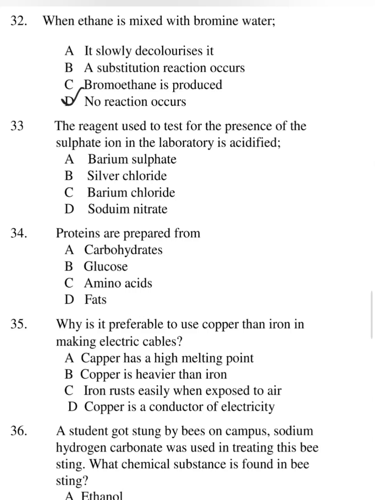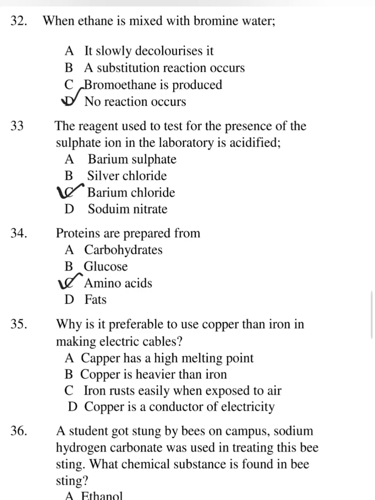In number 33, the reagent used to test for the presence of sulfate ions in the laboratory is acidified barium chloride. C. When you react acidified barium chloride with sulfate ions, you have a white precipitate of barium sulfate, which usually is insoluble in excess acid. In number 34, proteins are prepared from carbohydrates, glucose, amino acids, fats. Actually, amino acids are the building blocks of proteins.